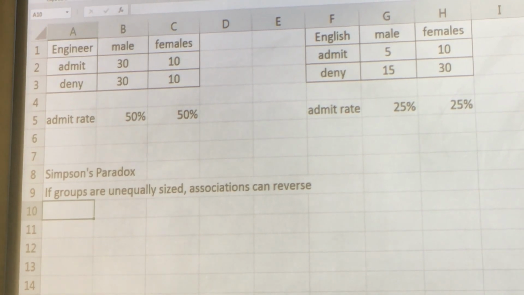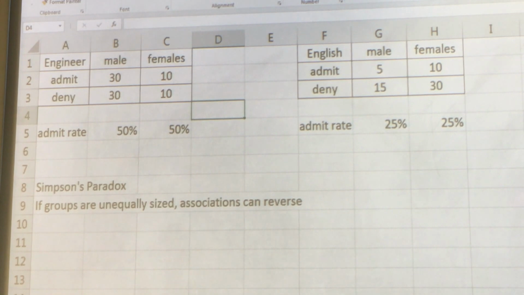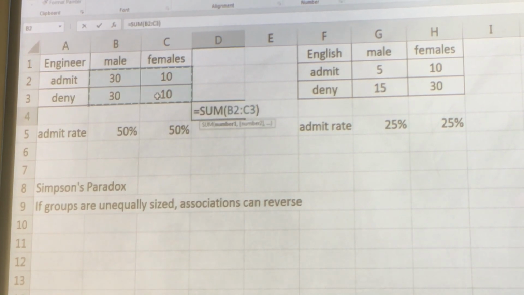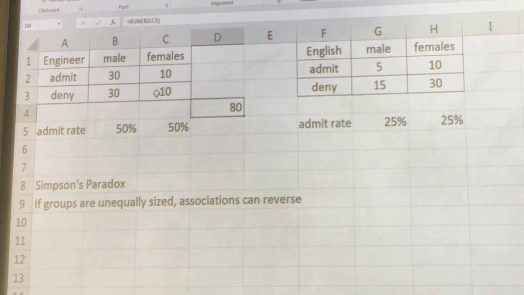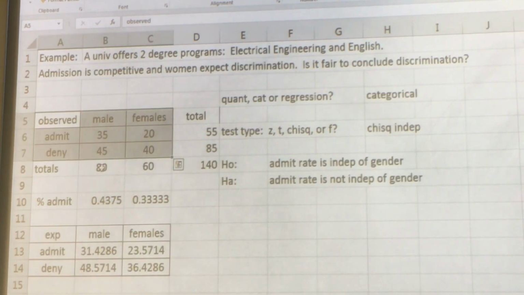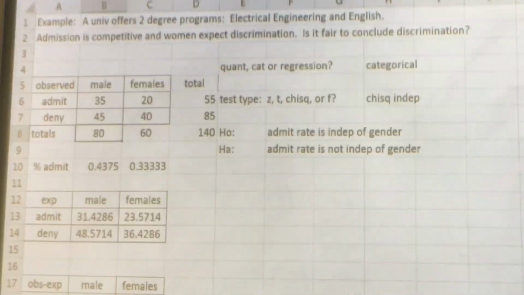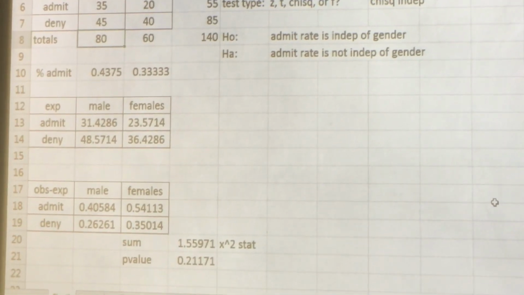The problem is, as you look at this, over here we've got 80 people who applied, so we've got a bigger school in engineering than we do in English, 80 versus 60. And also you can see that more men applied too, okay? So you've got unequally sized groups. And so there really was no discrimination going on.